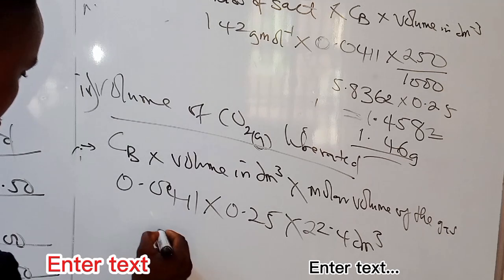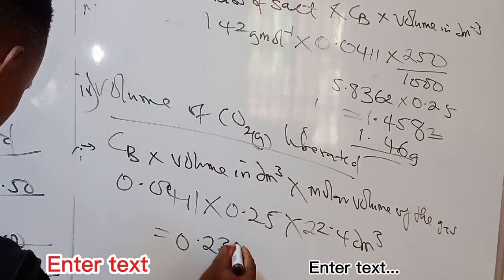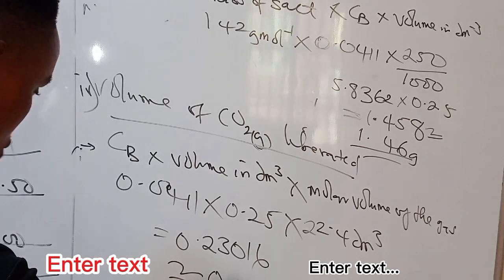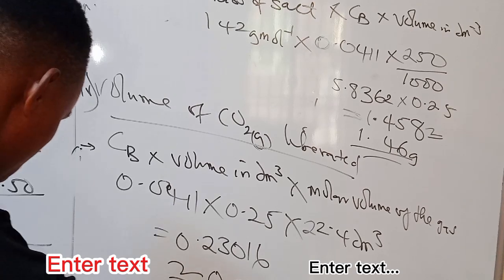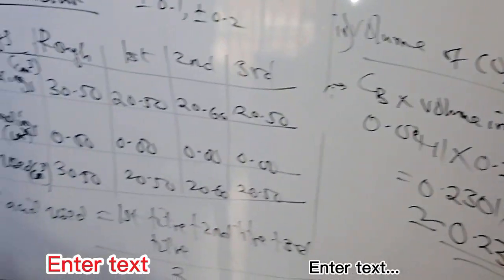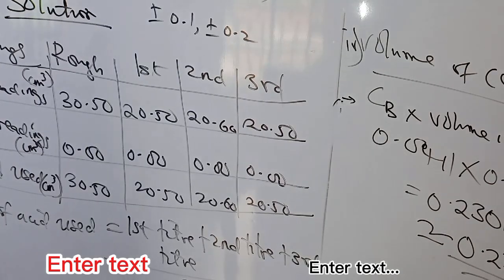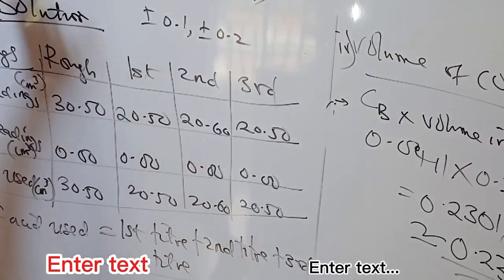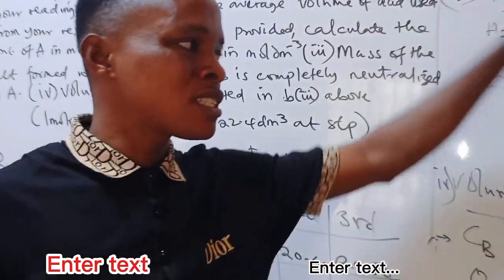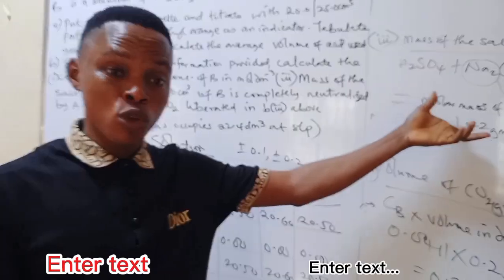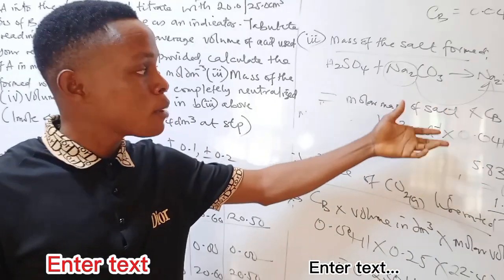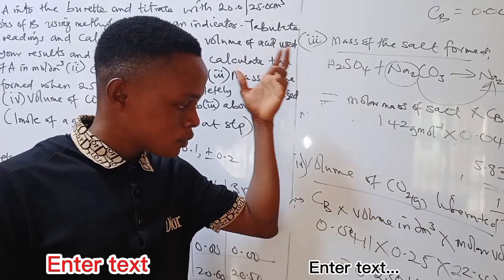So we now have 0.23016, approximately 0.230 dm3. All right, 0.230 dm3. Okay, now this is just a theoretical approach to NECO Practical 2024. This is not a true question anyway, but this is just a revision towards the NECO Chemistry 2024 practicals.